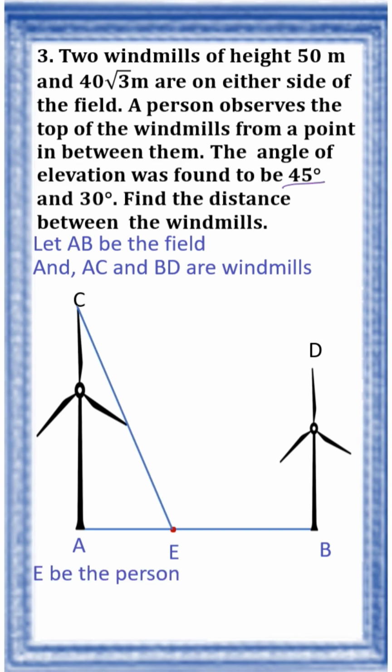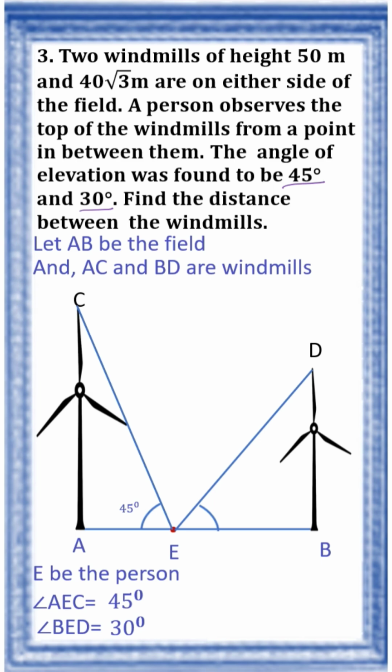So angle AEC is equal to 45 degrees. And the angle of elevation of the top of the windmill BD is given as 30 degrees. So angle BED is equal to 30 degrees. And the heights of the windmills are also given. Height of the first windmill, that is AC, is equal to 50 meter. The height of the second windmill, BD, is equal to 40 root 3 meter.